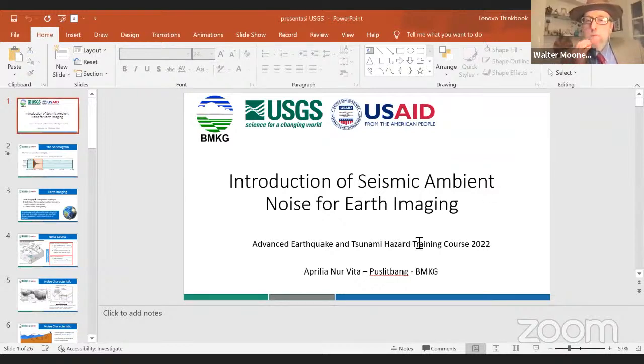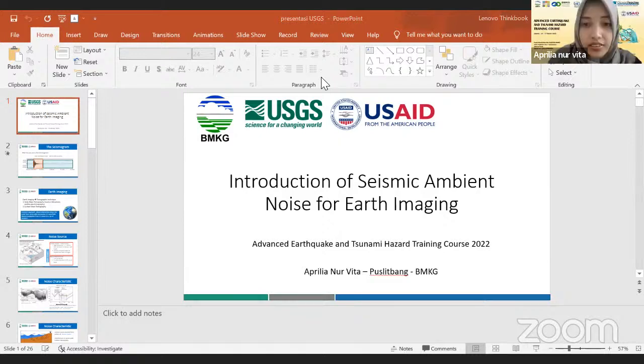So ambient noise tomography gives you the shear wave velocity structure, right? Yes. So what about the P wave? How to measure the P wave? Because if you have P wave, then you can do Vp/Vs. Yes.